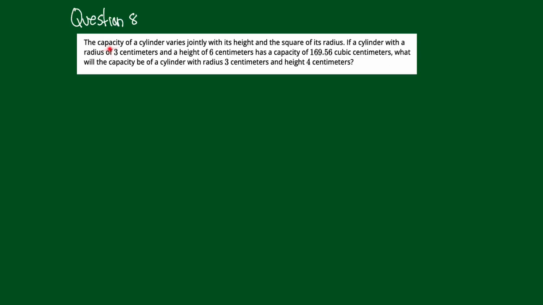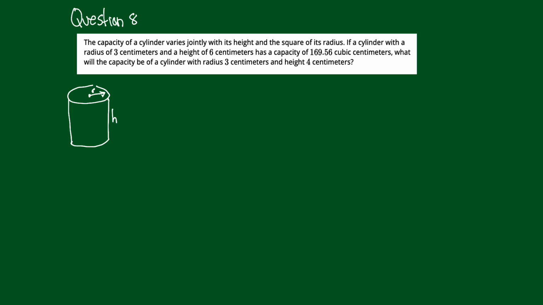Question 8. The capacity of a cylinder, that means how much the cylinder will hold, varies jointly, multiplication coming up, with its height and the square of the radius. Let's write that. Here's a cylinder, like a can. Here is the radius, and here is the height. Does it seem reasonable that if you make the radius bigger and the height bigger, we'll get a bigger capacity here? Sure.